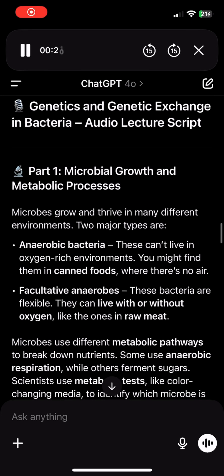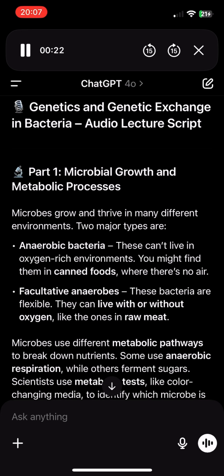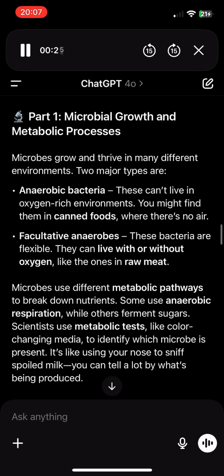Part 1, Microbial Growth and Metabolic Processes. Microbes grow and thrive in many different environments. Two major types are anaerobic bacteria. These can't live in oxygen-rich environments. You might find them in canned foods where there's no air.